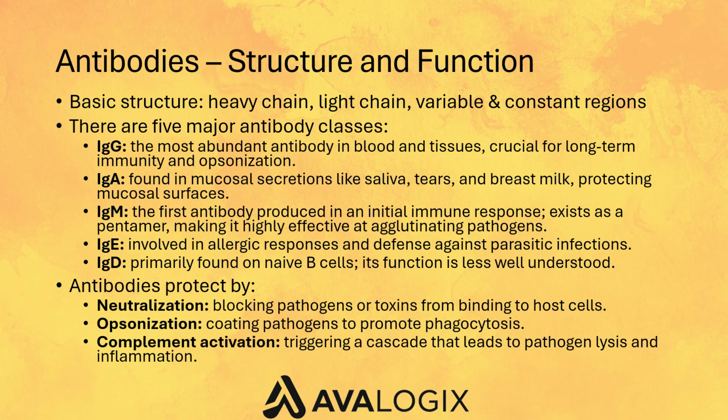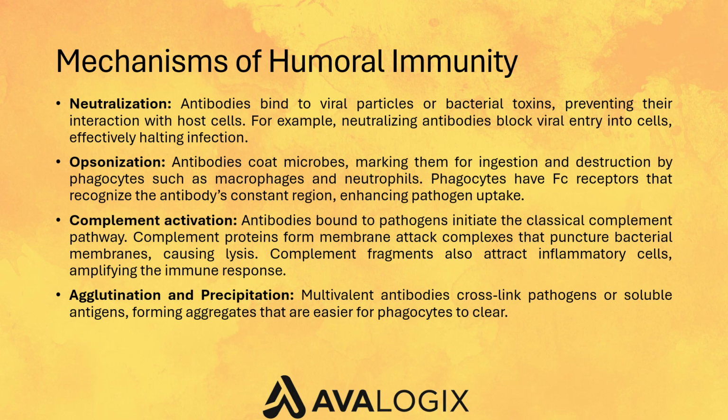Antibodies protect by neutralization, blocking pathogens or toxins from binding to host cells. Opsonization, coating pathogens to promote phagocytosis. Complement activation, triggering a cascade that leads to pathogen lysis and inflammation. Understanding antibody structure and function helps us grasp how vaccines and antibody-based therapies work. Humoral immunity employs several mechanisms to eliminate extracellular pathogens.